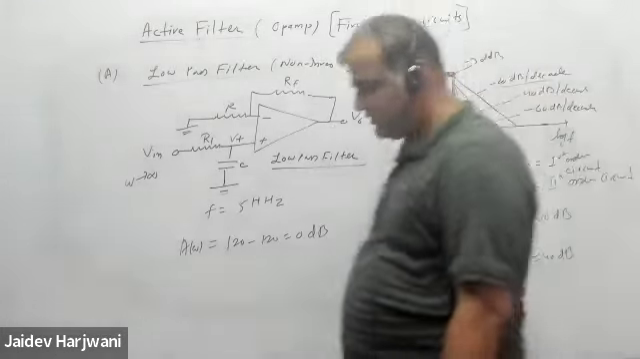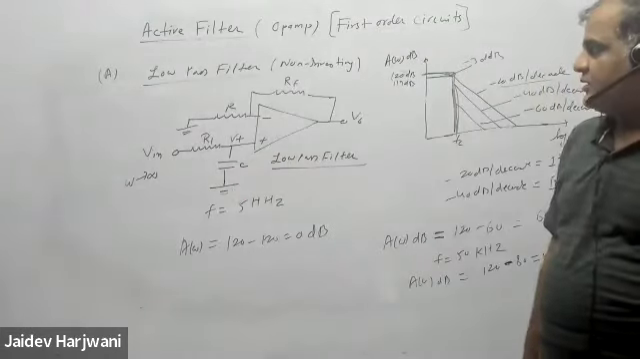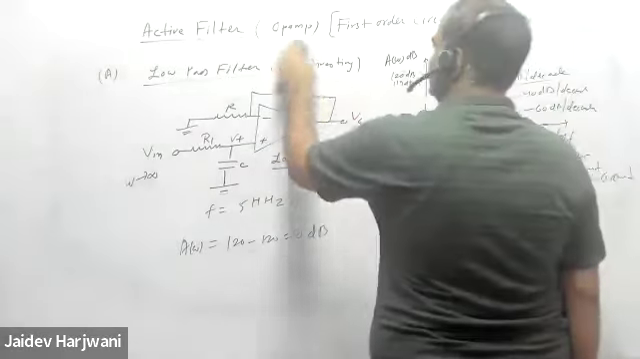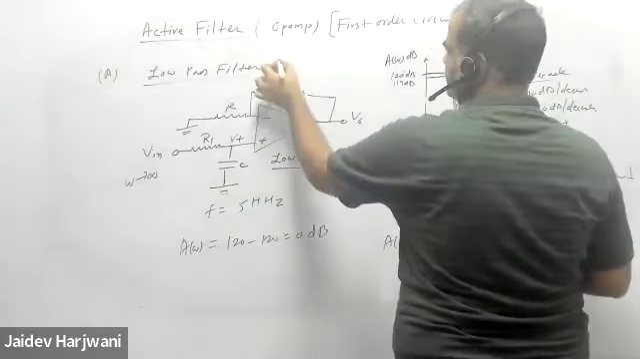Now let me do one more low pass filter. This is a non-inverting configuration. The same low pass filter we can make in inverting configuration. So put the heading now, inverting configuration.